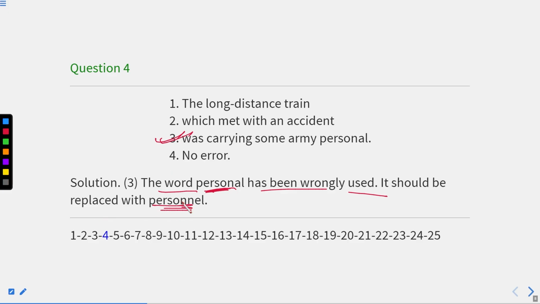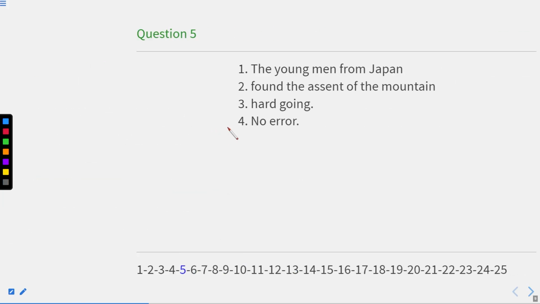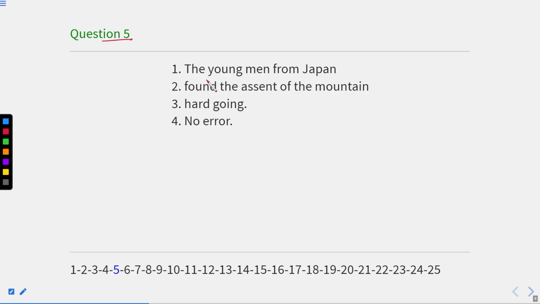Now, personnel means the persons employed in an army or organization. Okay, now let us look at the next one. This is question number 5.